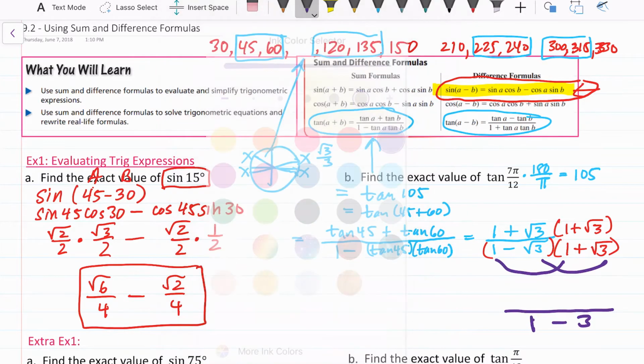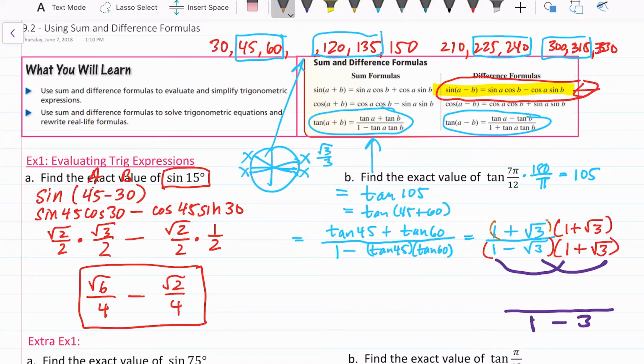And then in the numerator, you have to distribute. So it's going to be 1 times both of these. So that's 1 plus radical 3. And then you're going to multiply radical 3 times both of these. So that's going to be plus radical 3 plus 3.